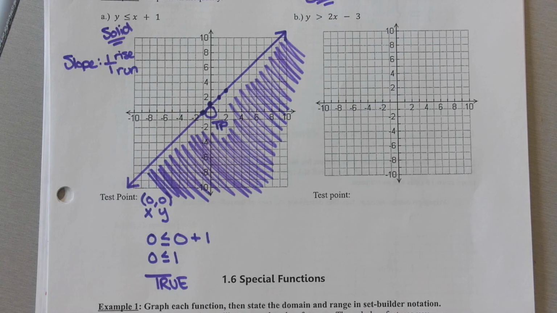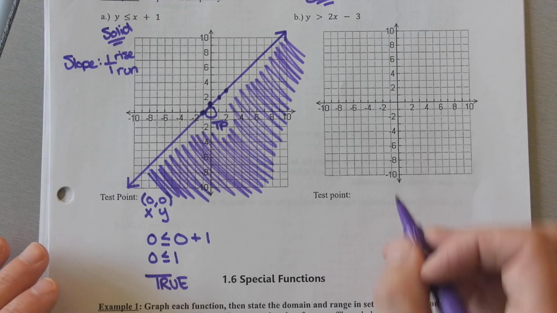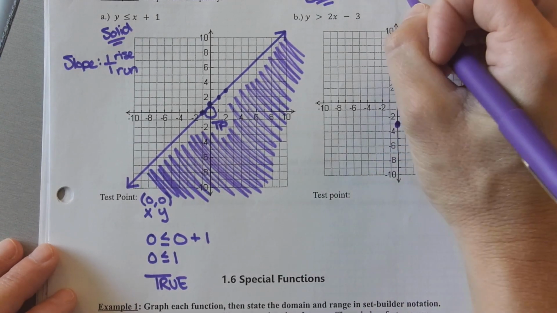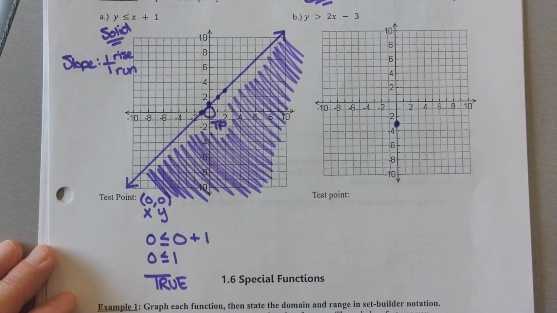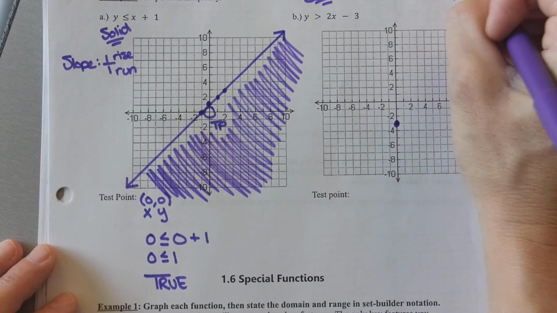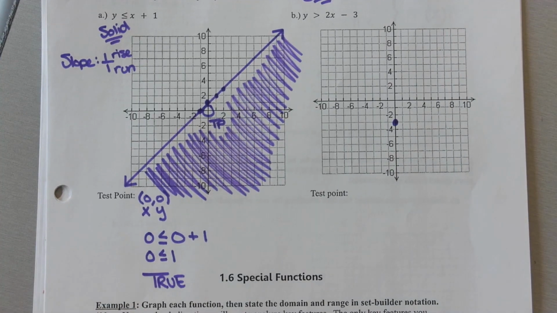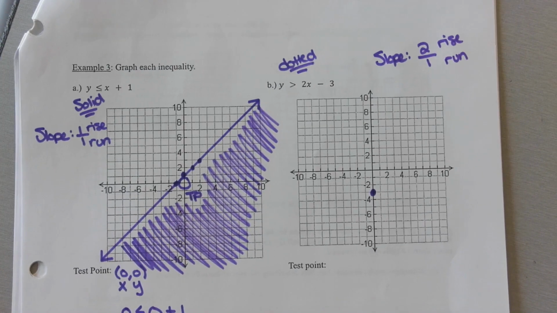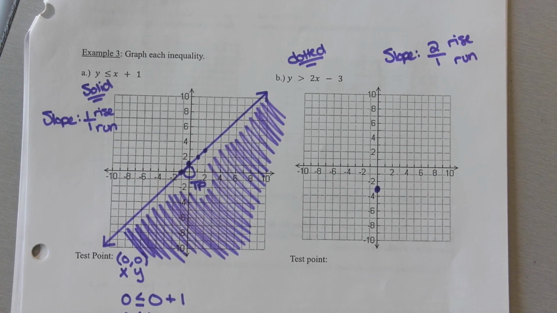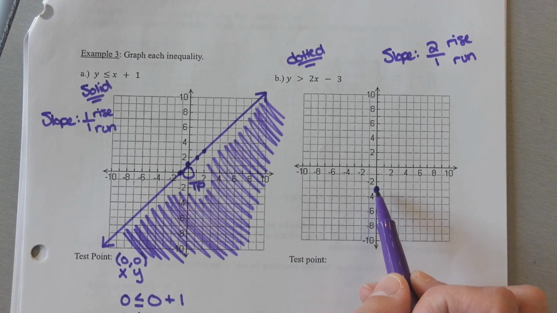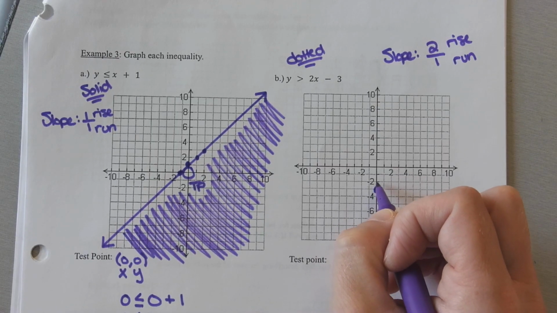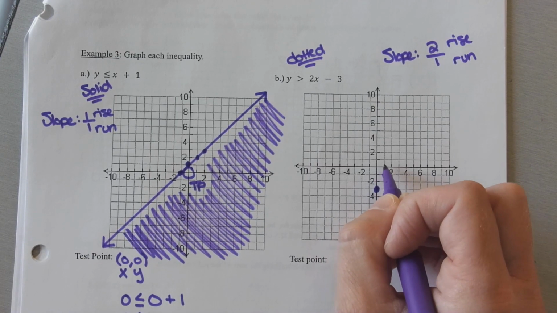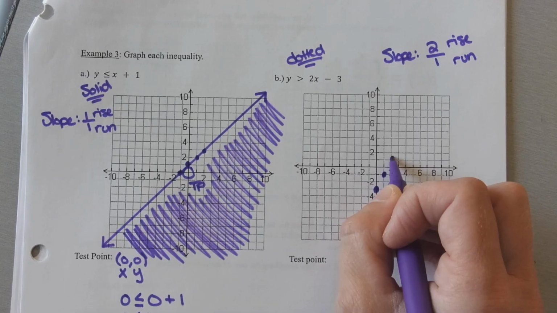Alright, part B, what's my y-intercept? -3. What's my slope? 2. Yes, it's 2, and we're gonna put it over 1, so that I can think about it truly as my rise over my run. So I'm gonna start at my y-intercept, that's my starting spot, and I'm gonna use my slope as directions to get to other points. So rise 2, run 1, rise 2, run 1.